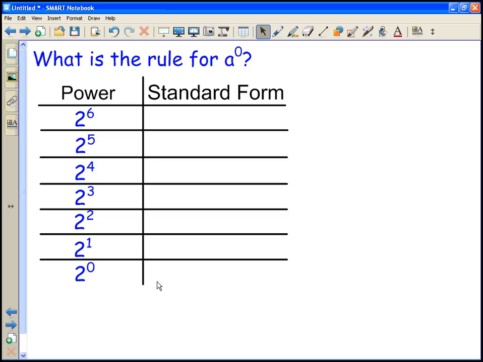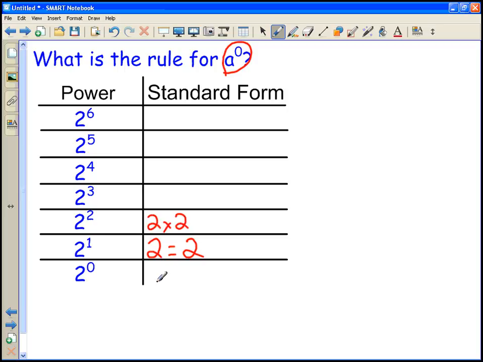What we are trying to do here is generalize a rule for a to the power 0, where a is any base. So we have to remember that when we have a power, the exponent just stands for repeated multiplication. So 2 to the power 1 is just 2, and of course 2 is just plain old 2.